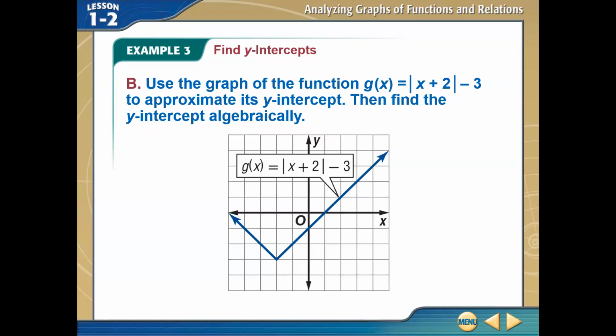Okay, this one's a little bit different. It says use the graph of the function g of x, which is equal to the absolute value of x plus 2, minus 3, to approximate its y-intercept. Then find the y-intercept algebraically. So this is one of those special occasions where the constant is not the y-intercept.